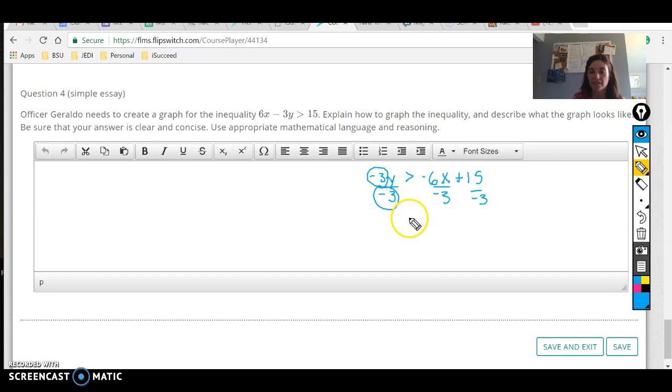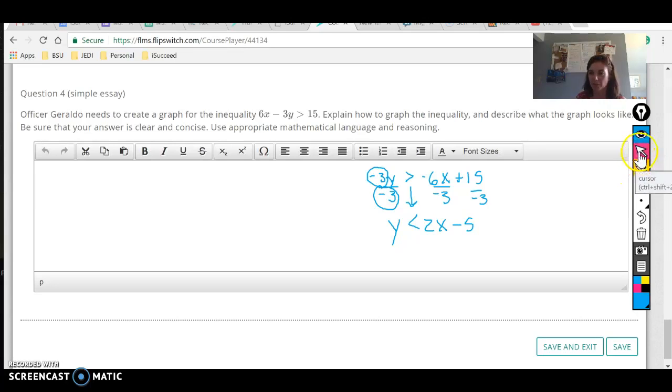Okay, when I do that, I have to switch the sign of my inequality. So now I have y is less than negative 6 divided by negative 3 is 2x minus 5, because 15 divided by 3 is a negative 5. So that is the line that I'm looking at. So you can offer that little description as to how you get to y equals mx plus b form.